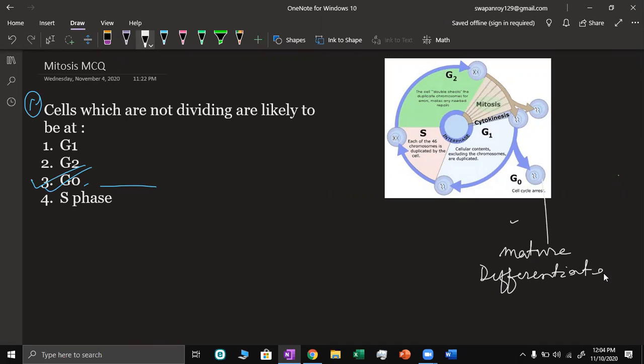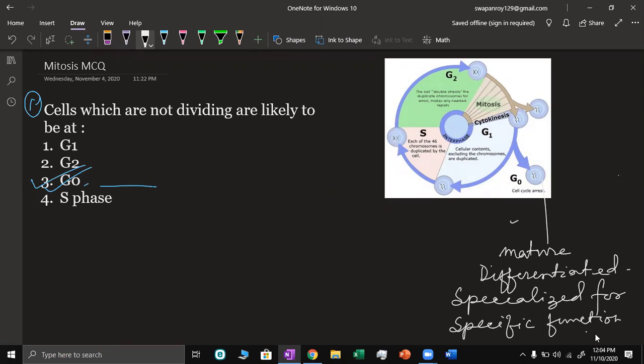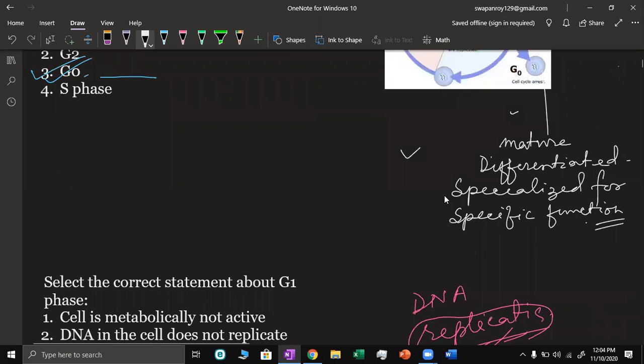They are differentiated and specialized for a specific function. If we see in the plant cell, all the permanent tissues belong to this G0 phase.